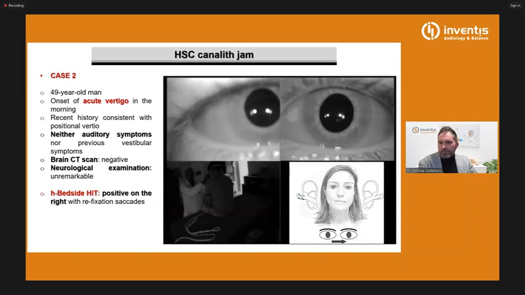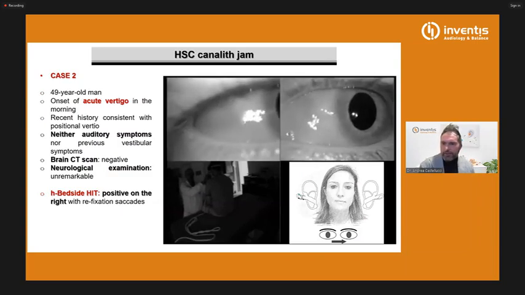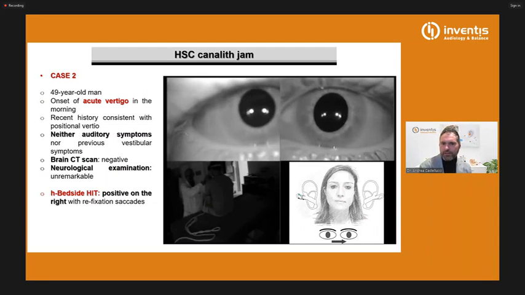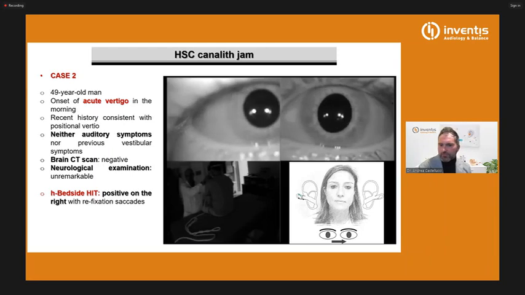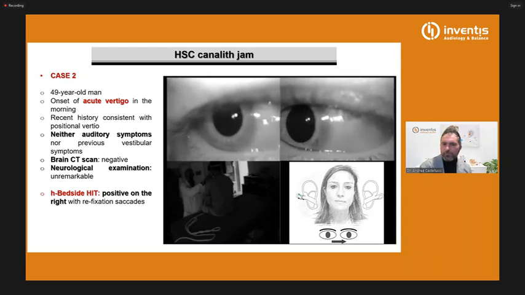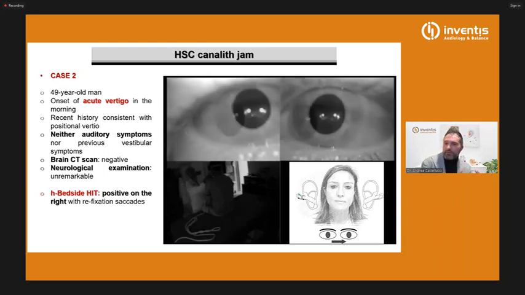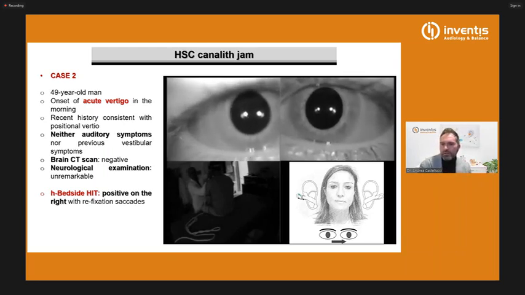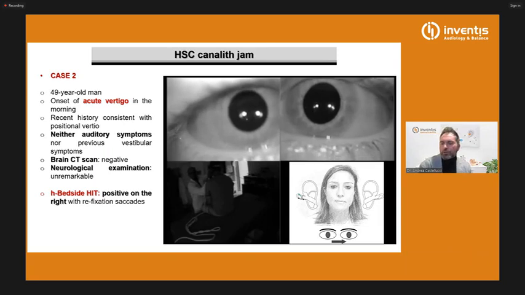This is another interesting case. This is my friend Pasquale Mandalà from Switzerland, dealing with a man with acute vertigo in the morning. He had a recent history consistent with positional vertigo. He didn't have auditory symptoms, the brain CT scan was negative, the neurological examination was unremarkable, and the clinical bedside horizontal head impulse test was positive on the right. So positive head impulse test on the right and paretic nystagmus, so left beating nystagmus. It is usually due to an acute unilateral vestibular loss.